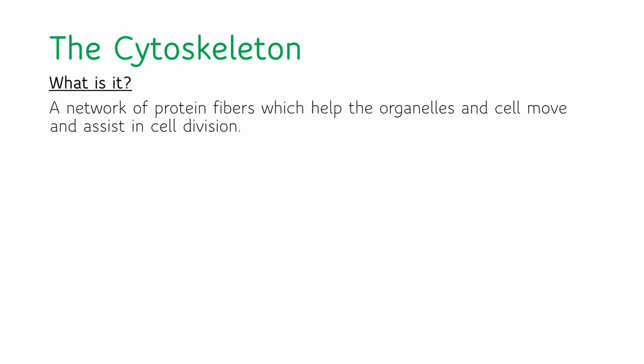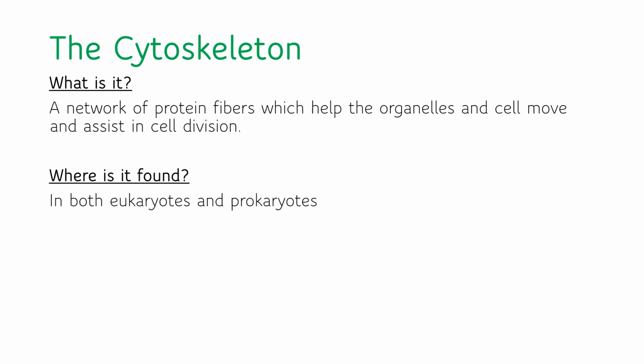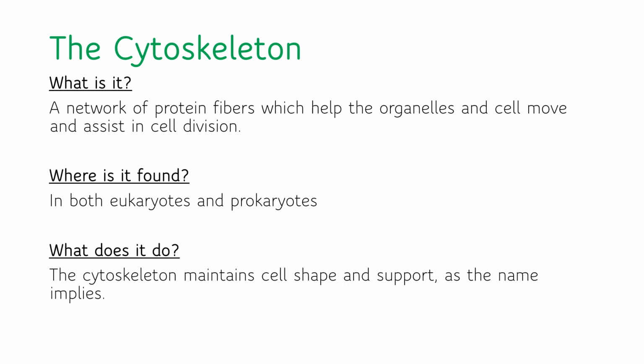We have the cytoskeleton, which is a network of protein fibers which help the organelles and cell move and assist in cell division. So found in both eukaryotic and prokaryotic cells, and it helps the cell maintain its shape and support. As the name implies, it's a skeleton. So our skeletons help us maintain our structure, and the cytoskeleton helps the cell maintain its structure.